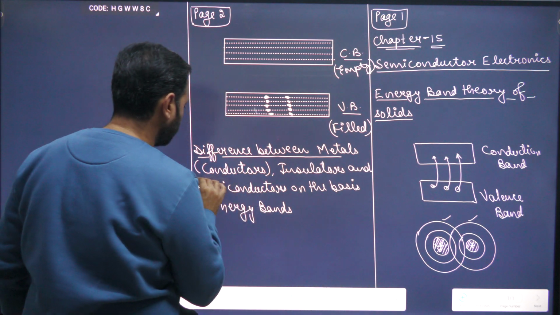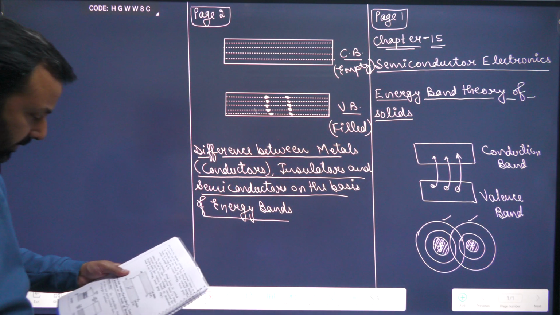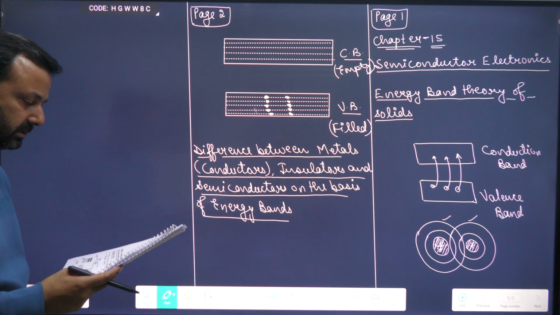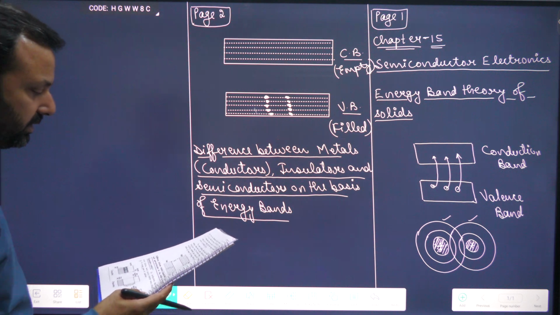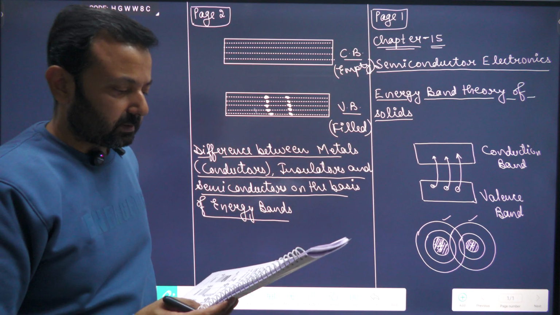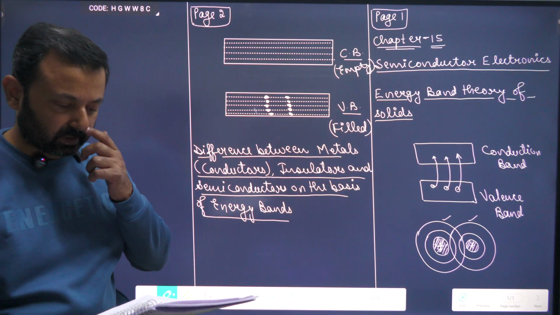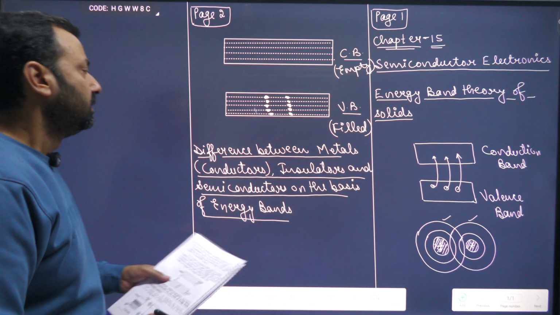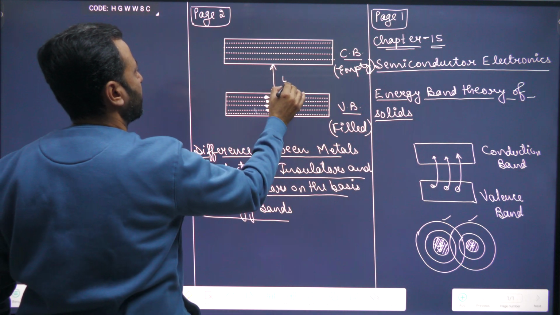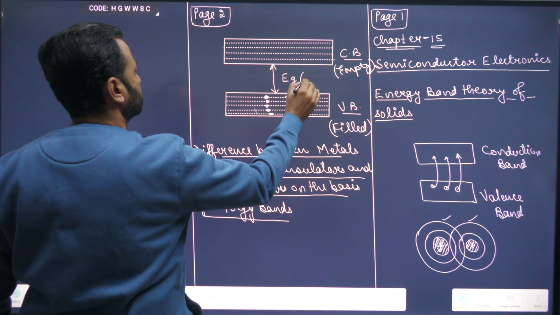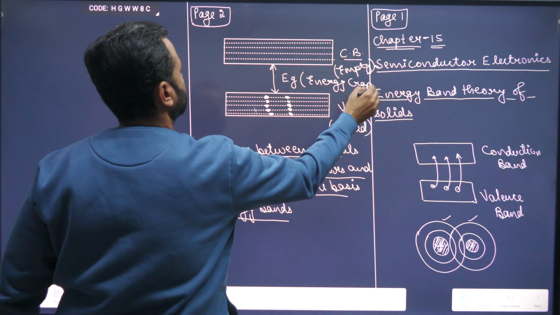So it is a very simple concept. Let's discuss it. In conductors, the conduction and valence band partly overlap each other and there is no energy gap in between. So the gap between the valence band and the conduction band is called the energy gap, EG. This is called the energy gap.